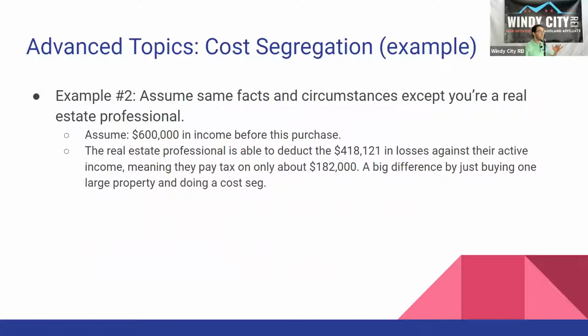And then the second example, let's assume the same facts. Let's assume the real estate professional has 600,000 in income before this. In effect, you would be able to deduct all of that depreciation deduction all in year 1. So you would get the 418,000 taken off of the 600,000, and you'd be paying tax on the 182,000. So it's just a pretty big difference if you acquire one big property. And the same would apply if it's a bigger property and that's their share of income from a real estate partnership or what have you.